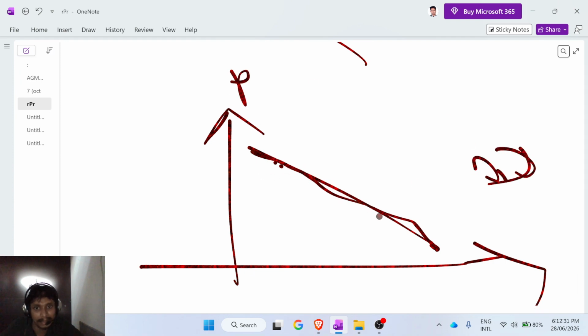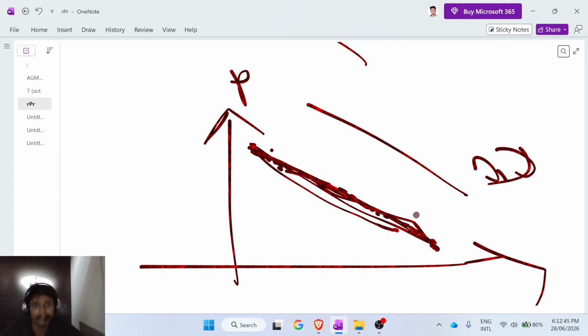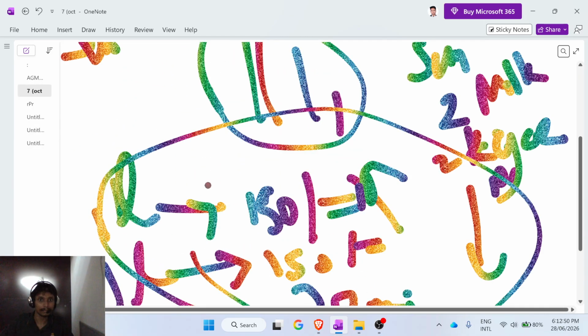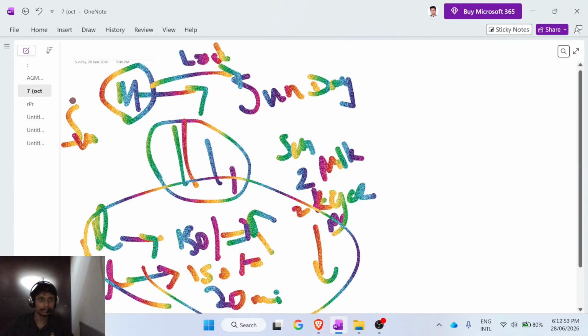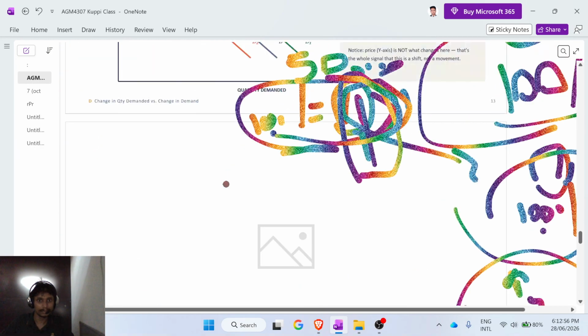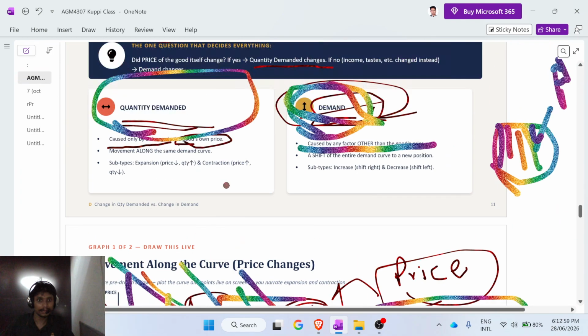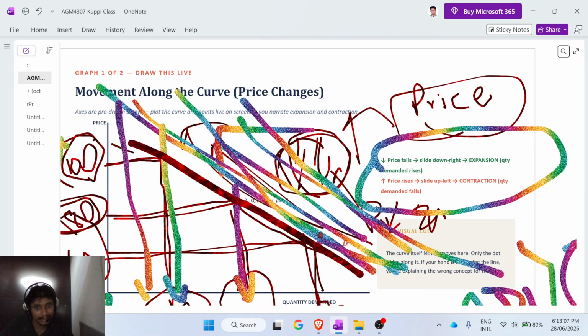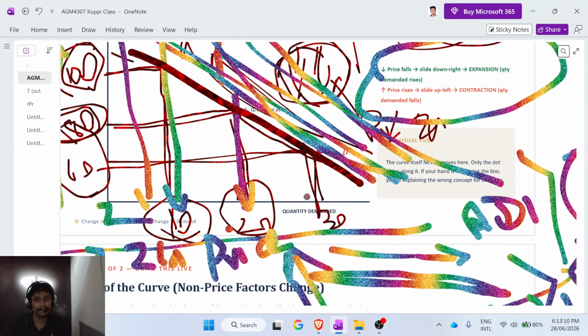If I increase the price, the dot will move like that. If I decrease the price, the dot moves like that, in the line only. It will not go another way. It will only move on that line. That is very important. If you see the graph, this is the graph. So the change will be held on this line. That is the special feature of quantity demanded.